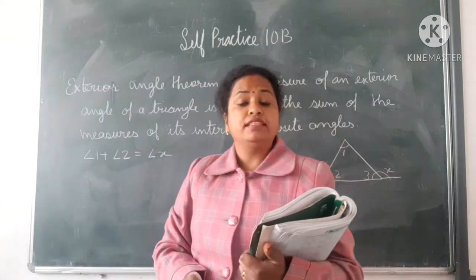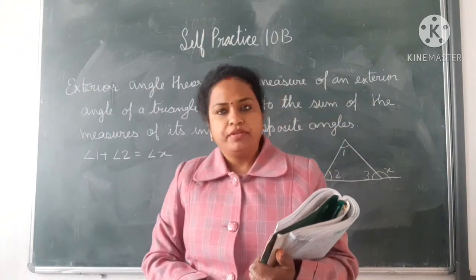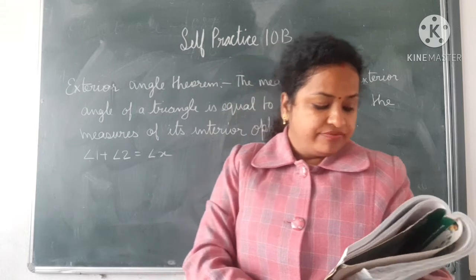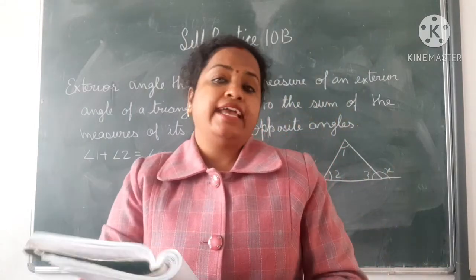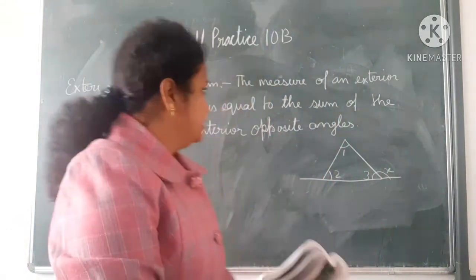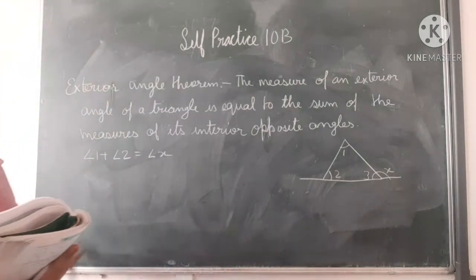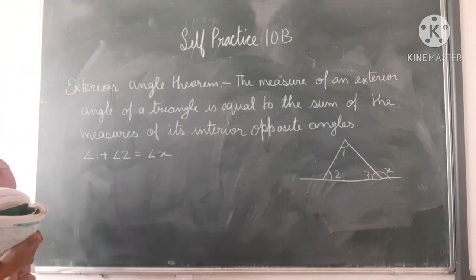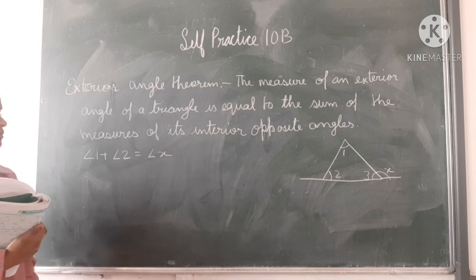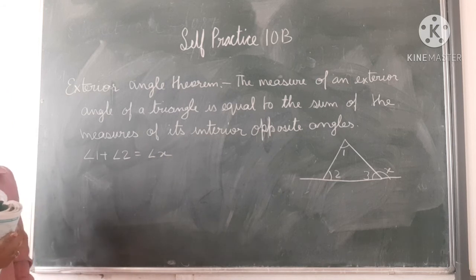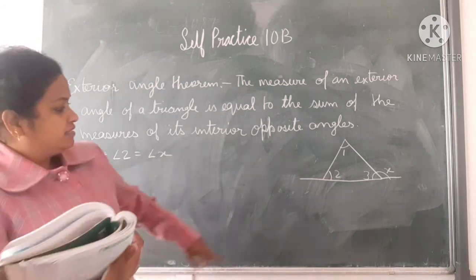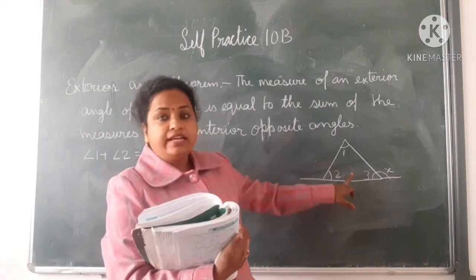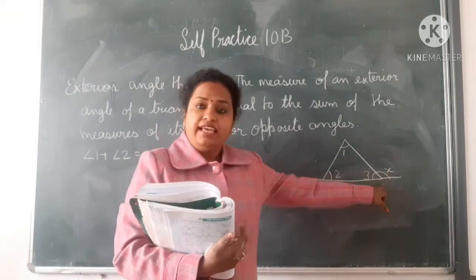Before starting self practice 10, we should know the theorem. What is the theorem? The theorem for the exterior angle. The measure of an exterior angle of a triangle is equal to the sum of the measure of its interior opposite angles. See, the sum of angle 1 and angle 2 will be equal to angle x.